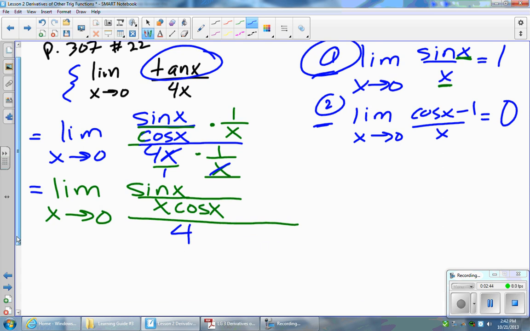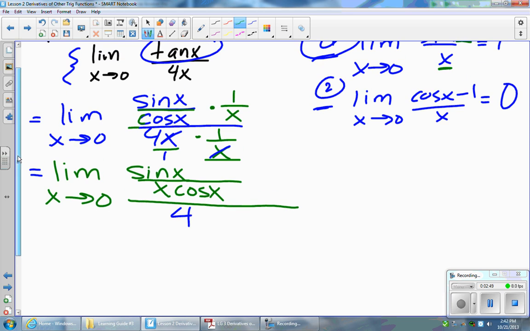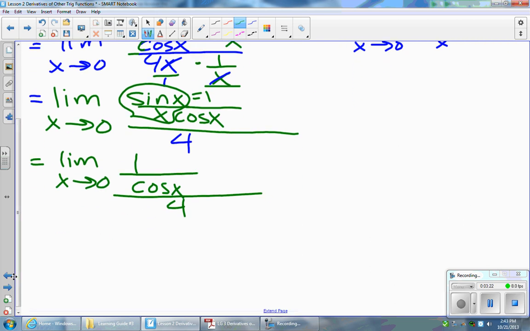Okay, so let's keep going here. Remember, we wanted to achieve one of these two limit identities, and I can actually see that. Can you guys see that? So right there, what is that value equal to? It's equal to 1. So we have the limit as x approaches 0 of 1 over cos x. Okay, are we all in agreement here? So 1 over cos x, all divided by what value? 4. Good.